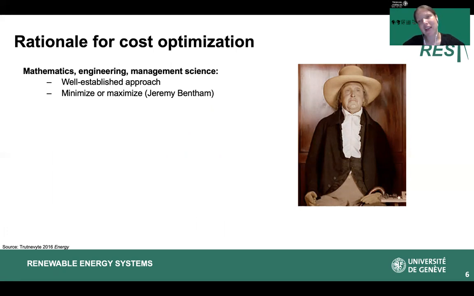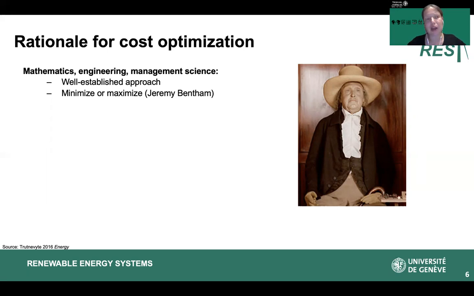But actually, even as an idea, and these words to minimize or to maximize come even from an earlier time, from Jeremy Bentham, who actually at the time thought that it's meaningful to minimize societal suffering and to maximize the societal well-being, for example. And then when we kind of take, so this, we are very well familiar intuitively even with these concepts.